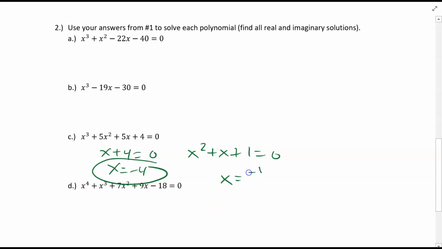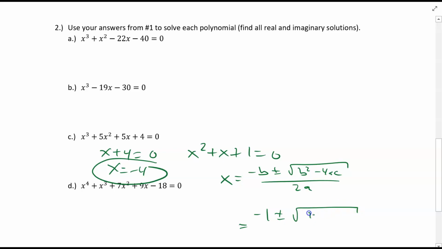x equals negative b plus or minus the square root of b squared minus 4ac, all over 2 times a. Got to make sure we remember that. It comes up a lot in this class.